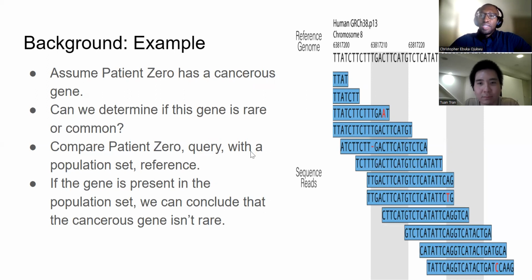So a way to do it is by finding matches. Assume this reference genome, the one on top, is our chromosome of interest, and assume the sequence reads are the chromosomes of all the people in the database. Then when we look through the reference and the database genome, we're able to find matches. Sometimes it matches and sometimes it doesn't match.